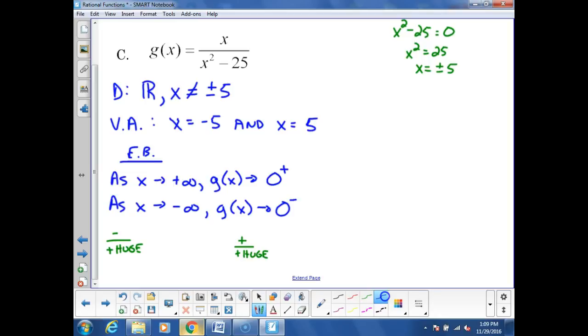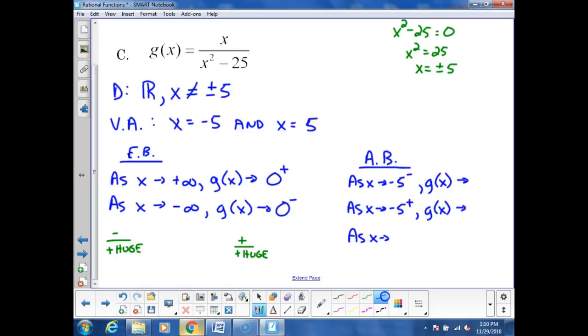Okay. Now I've got to deal with my asymptotal behavior. So this is going to be as x approaches negative 5 from the left, what is g of x doing? As it approaches negative 5 from the right, what is g of x doing? As it approaches positive 5 from the left, what is g of x doing? And as it approaches positive 5 from the right, what is it doing? Okay.